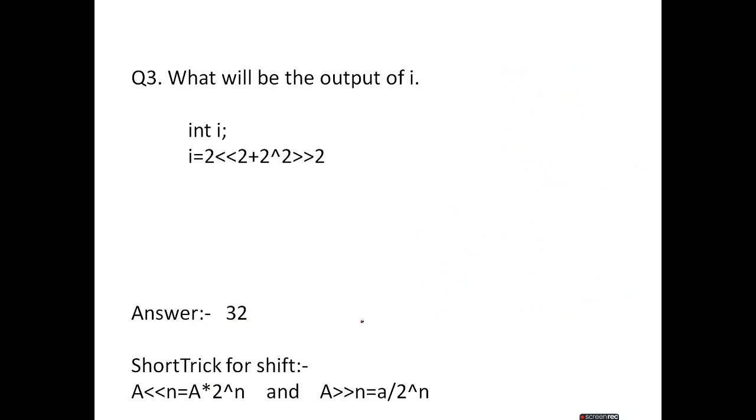Next question. What will be the output of I? int I is equal to 2, then the left shift operator 2, 2 XOR 2 and the right shift operator 2. There is one short trick to calculate left shift and right shift. For left shift, A left shift n is equal to A * 2 to the power n, and for right shift, A right shift n is equal to A / 2 to the power n. I will show you how.